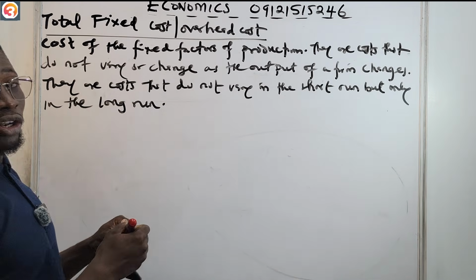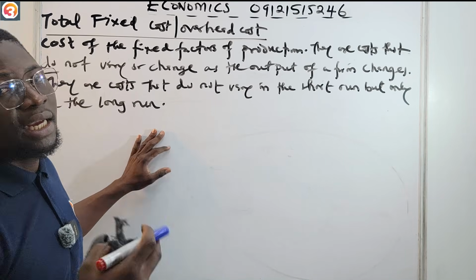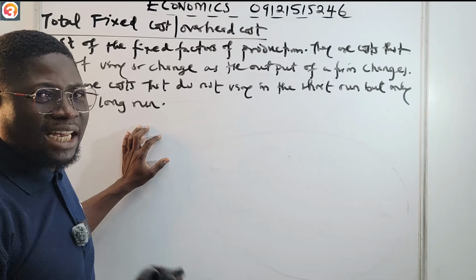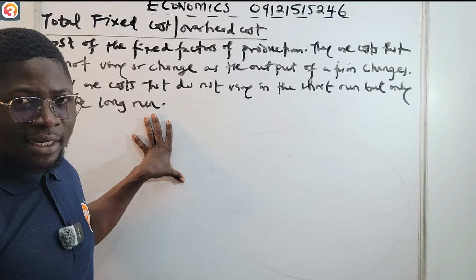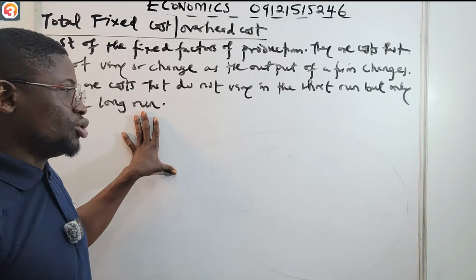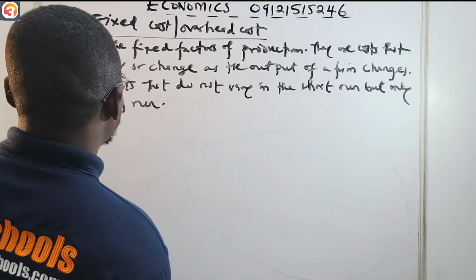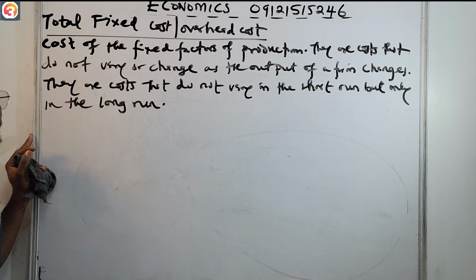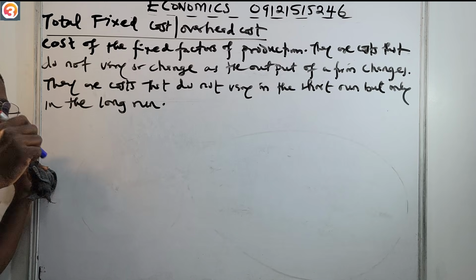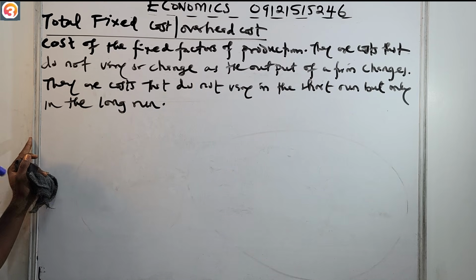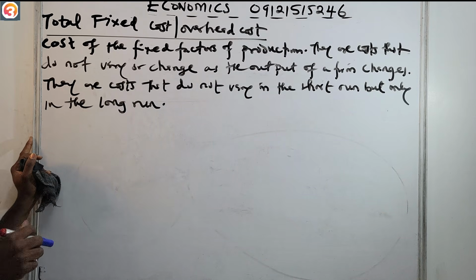So they vary in the long run, but remember we're talking about short run cost analysis. In the long run, all of these things will vary because you are increasing your scale of production, so they will increase. Your total fixed cost will vary in the long run, but in the short run, it will not vary. It will remain fixed. It is the cost a firm incurs even when it is not in production, costs that a firm must pay even when they are not producing anything. So whether you produce or you don't produce, you are going to pay that fixed cost. That's what is called the total fixed cost.